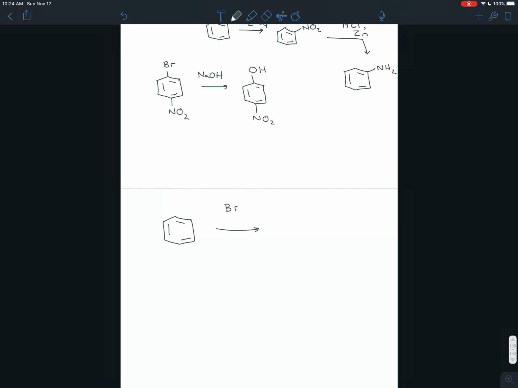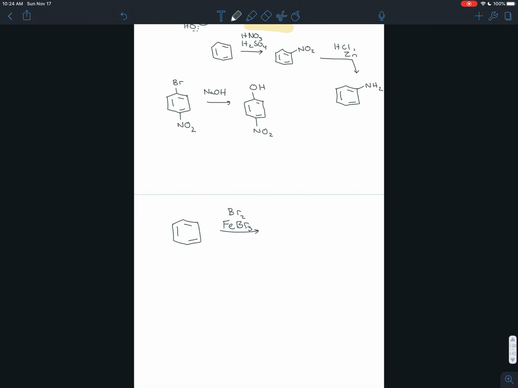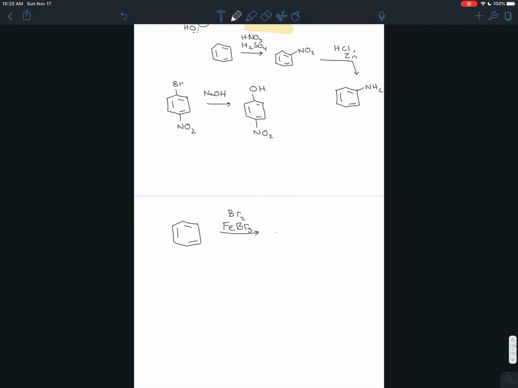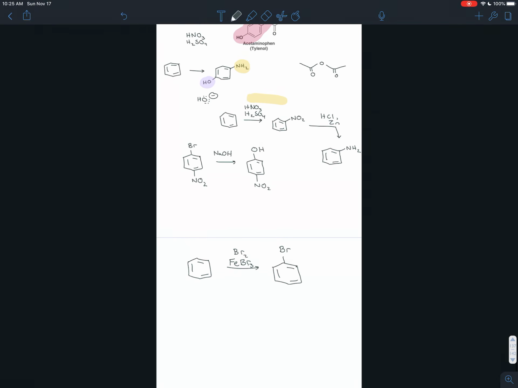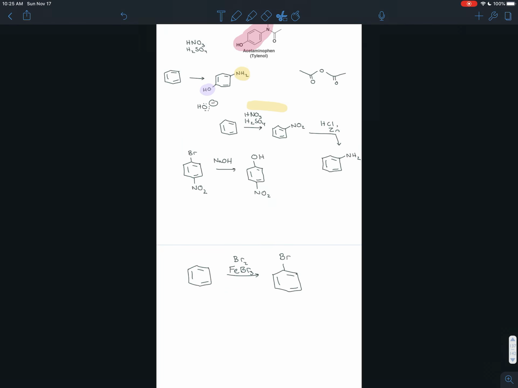If you use Br2 and then just the catalyst to turn it into a really good electrophile, FeBr3, or you could use AlBr3. You could even use chlorine. You could use Cl2 and AlCl3 if you wanted to. And that's just going to put a halogen onto the ring. Okay. So we sort of have all the recipes we need. We just have to figure out the order that we need to do them in.